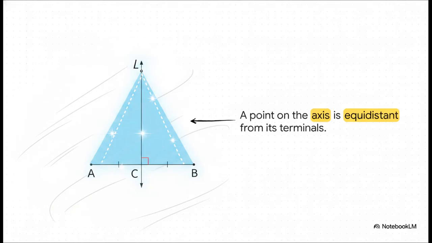Now, because that mirror line perfectly splits the base, any single point you pick anywhere along that vertical axis will be the exact same distance to the endpoints or terminals of the baseline. You're essentially creating an isosceles triangle out of thin air just by picking a random point on that axis. It forms this perfectly balanced tent right over the base.